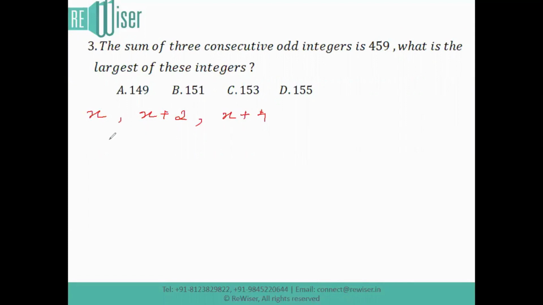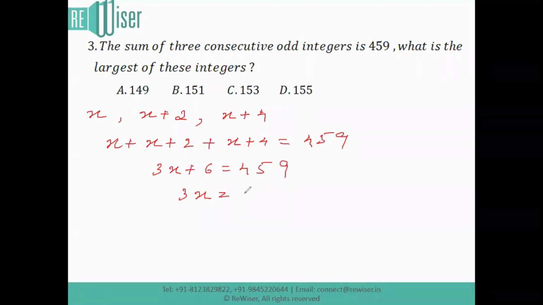So they're telling you the sum of three consecutive odd integers, which is the sum of these three numbers, adds up to 459. So if I solve it for x, 3x plus 6 equals 459. And if 6 goes to the other side, it will be 3x equals 459 minus 6, which will be 453. And then x equals 453 divided by 3, which will result in 151.